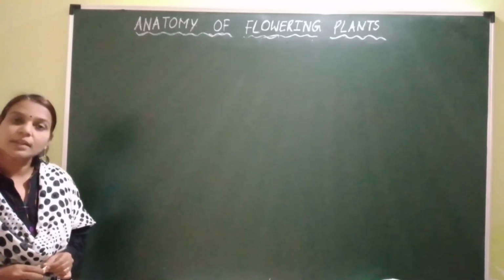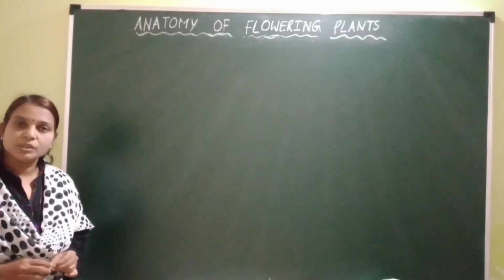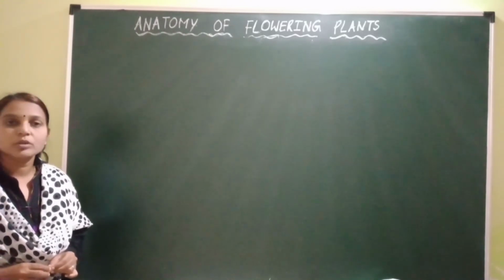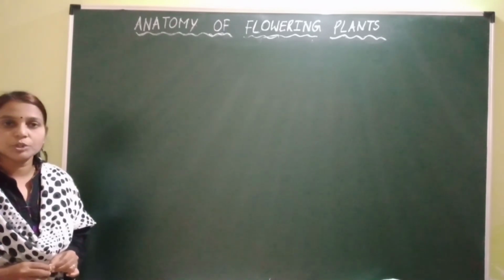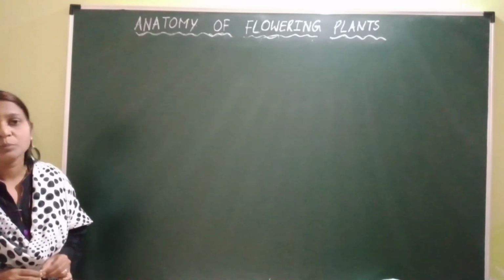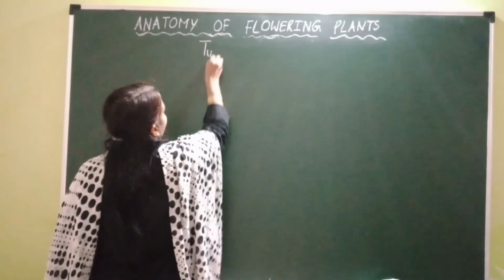Hello students, till now we studied about different types of tissues on the basis of their origin and composition. Now in this class I am going to explain about different types of tissue systems on the basis of their structure and location, that is position. Okay, so types of tissue systems.